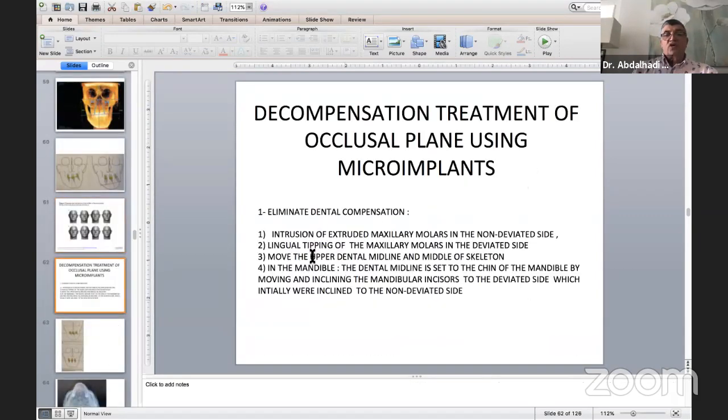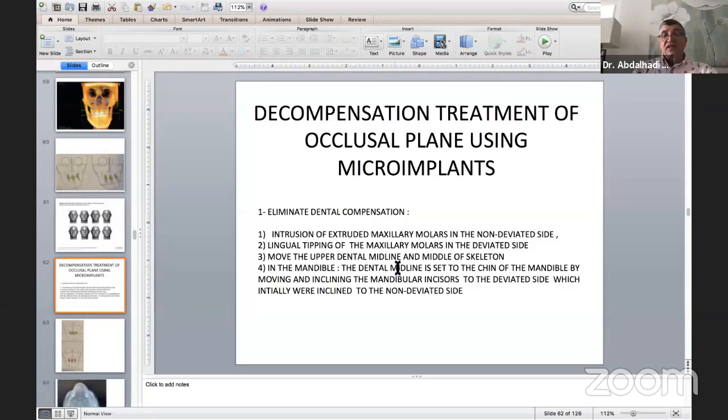So we have to do decompensation. What is decompensation? First, eliminate dental compensation that is done for this asymmetry. Intrude the extruded maxillary molar of the non-deviated side. So the right side, I have to intrude the extruded maxillary molar. Lingual tipping of the maxillary molar in the deviated side. So I have to make them lingual tipped. So I don't need too much expansion on the deviated side.